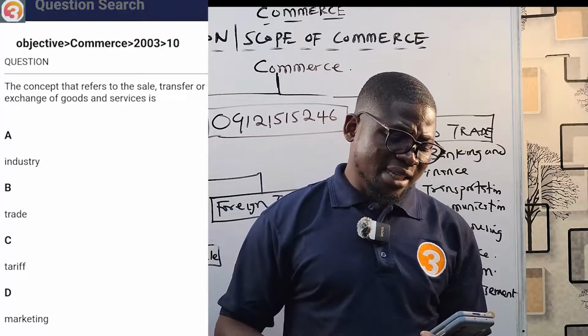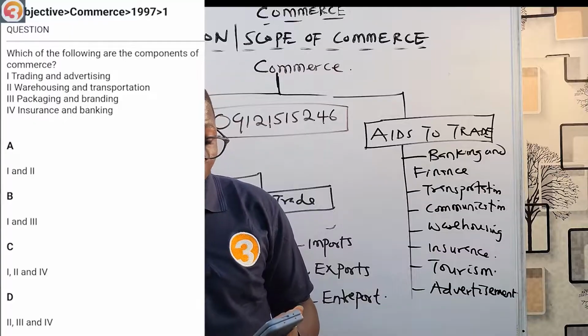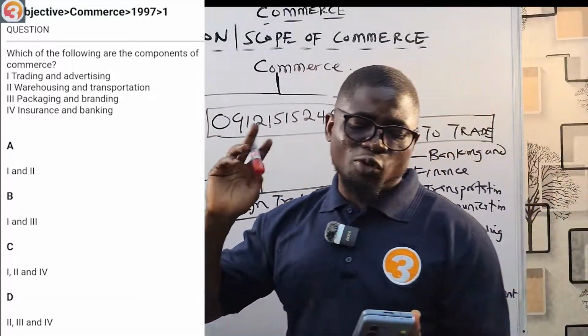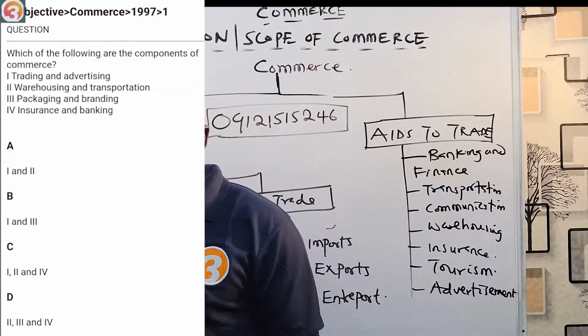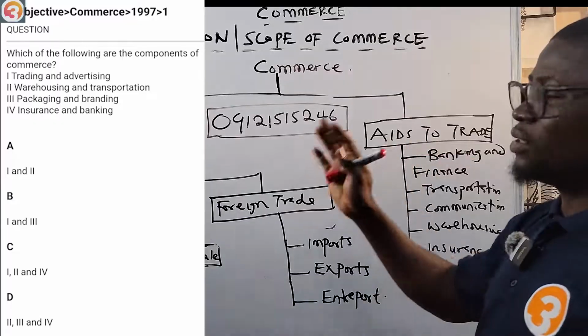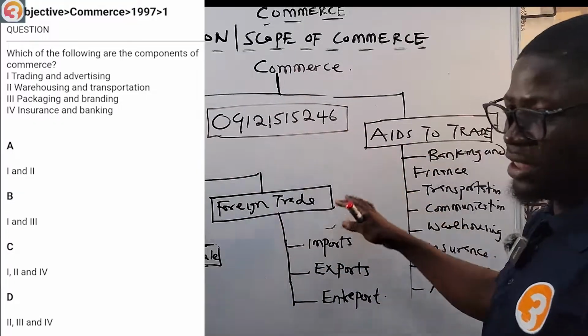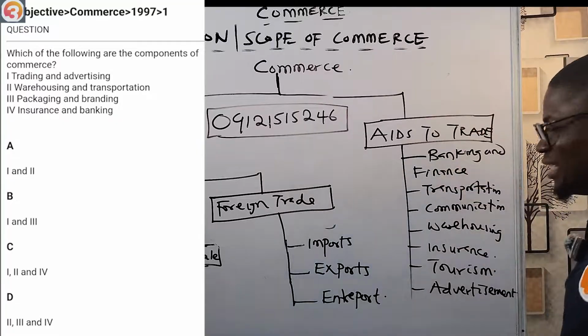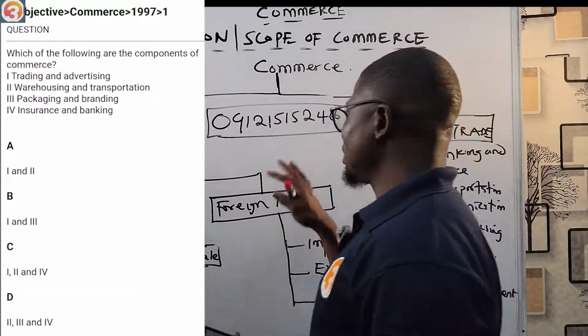Okay, last question. This is 1997 question number 1. They say which of the following are the components of commerce? All right. So we have to look at all these. This is commerce. We have trade and aids to trade, home trade, foreign trade, retail, wholesale. All these aids to trade, all of them are components of commerce that I've looked at right here.